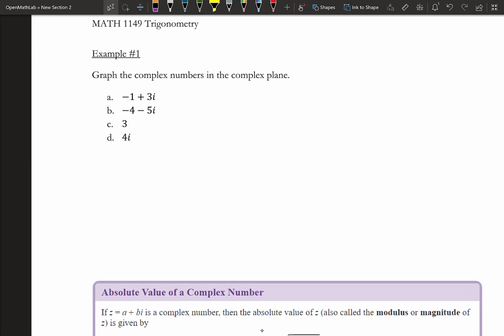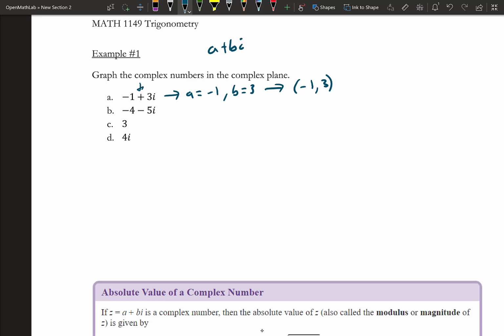So example 1, we're given some complex numbers and asked to graph those on the complex plane. First of all, the first thing I would do is rewrite these as ordered pairs, and you want to make sure that they're in the form a plus bi. The very first one, since that's a plus, is in this format. So for this one, a equals -1 and b equals 3. So this is the point -1 comma 3.